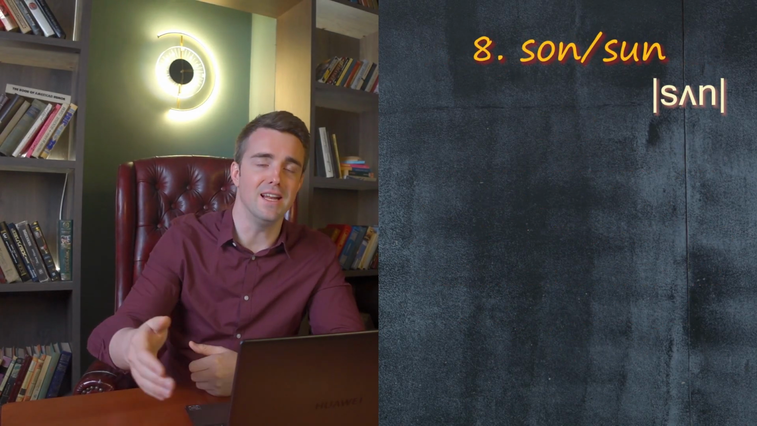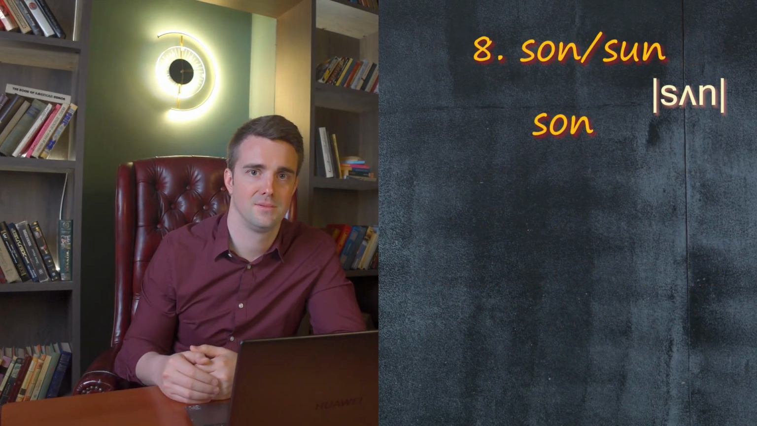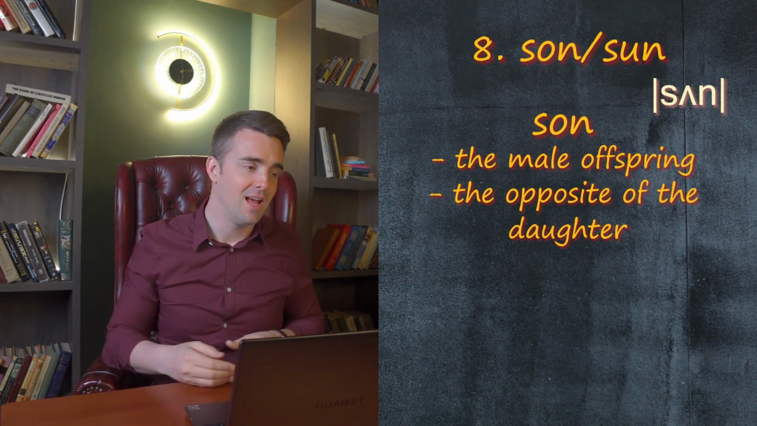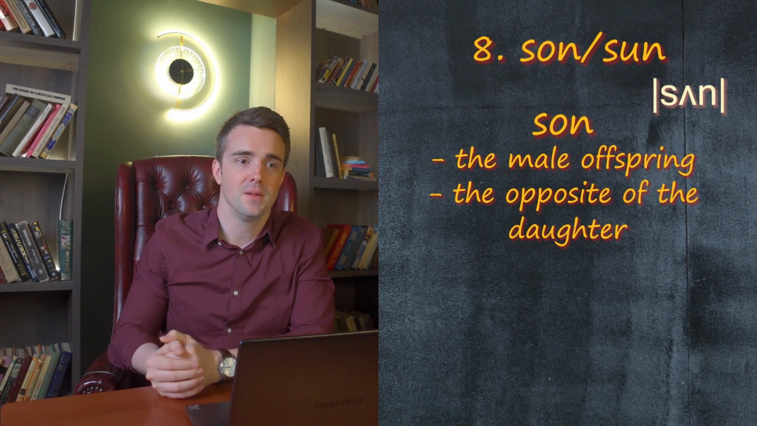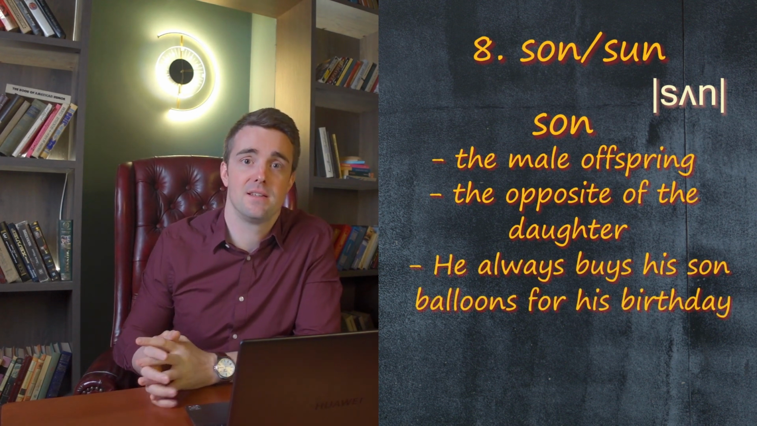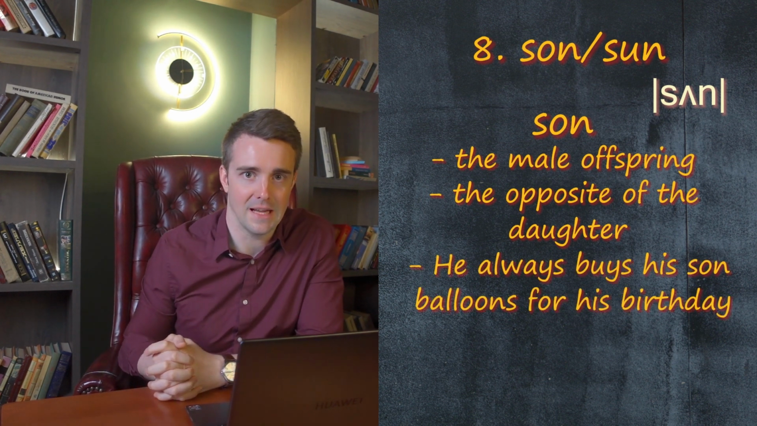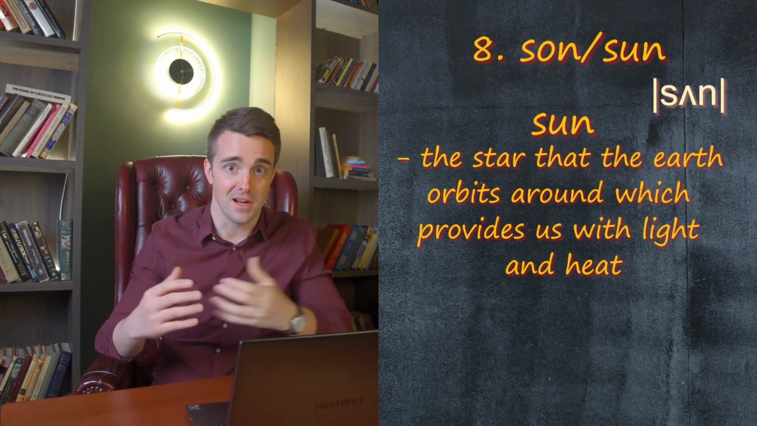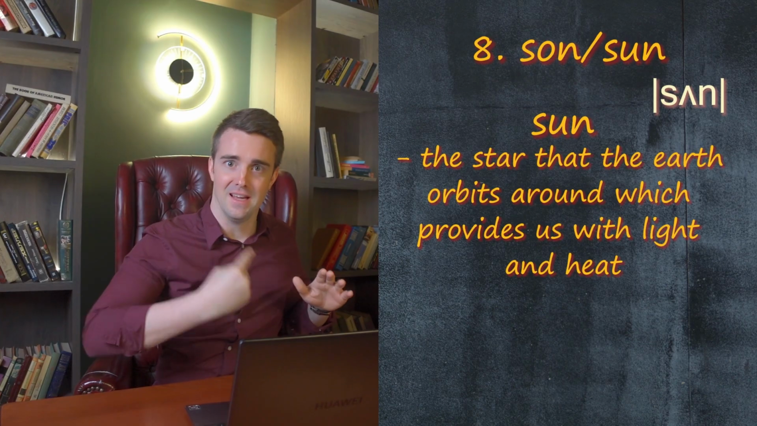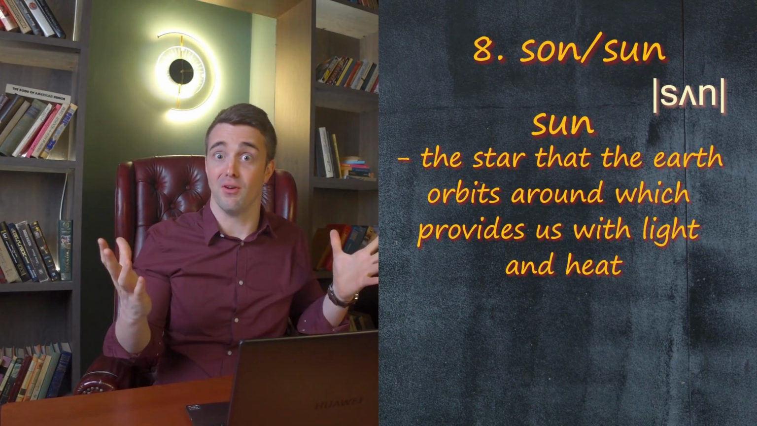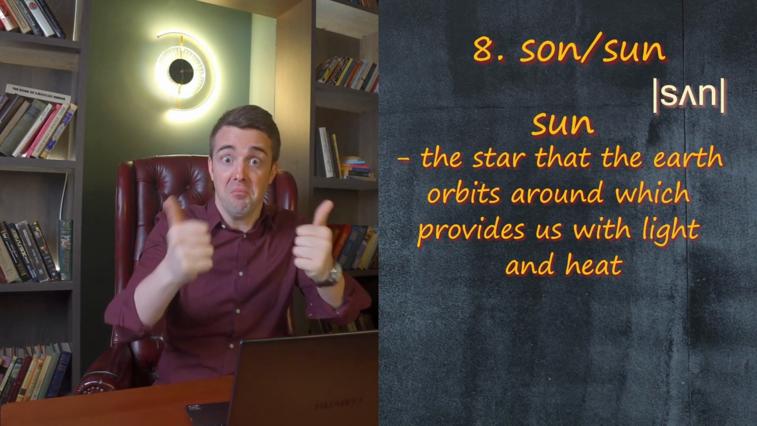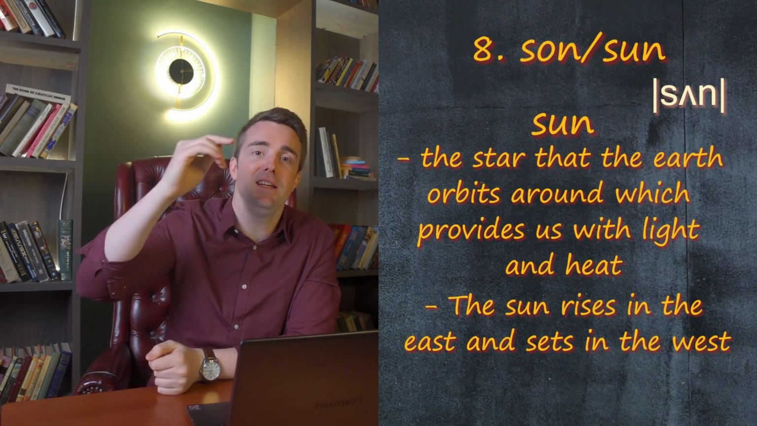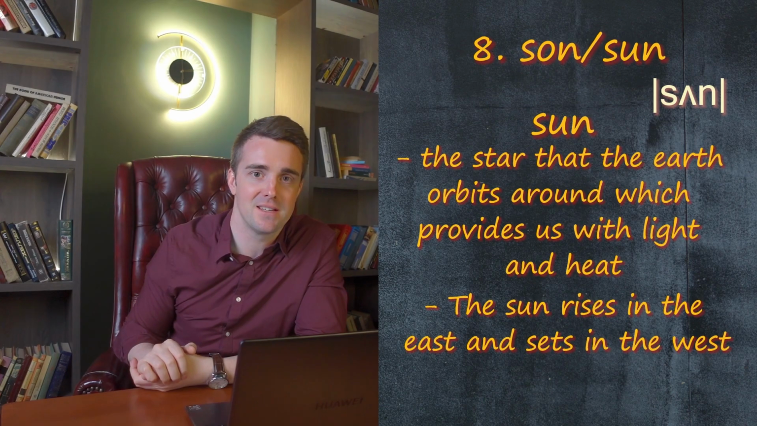Then we will look at son and sun. So son is the male offspring, the opposite of the daughter. For example, he always buys his son balloons for his birthday. And then there's sun, which is the star that the earth orbits around, which provides us with light and heat. Fantastic. So for example, the sun rises in the east and sets in the west.